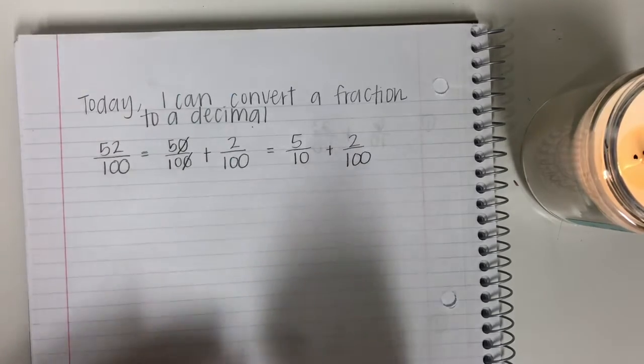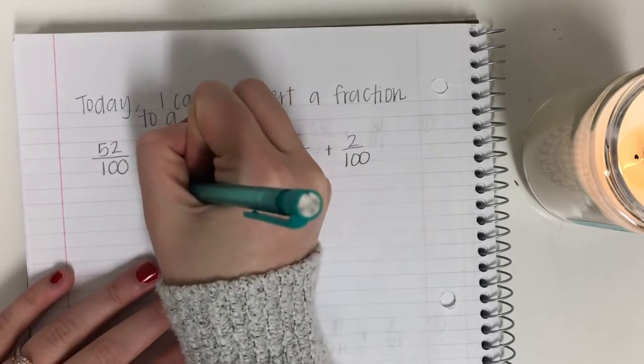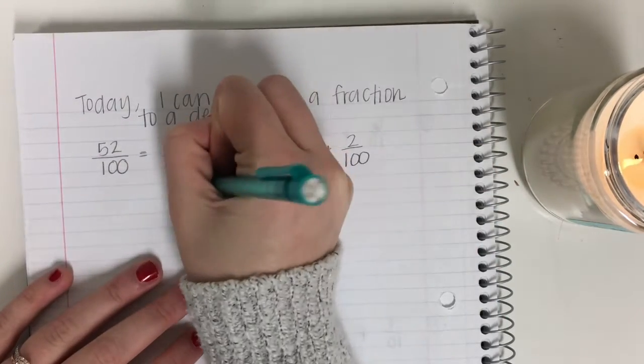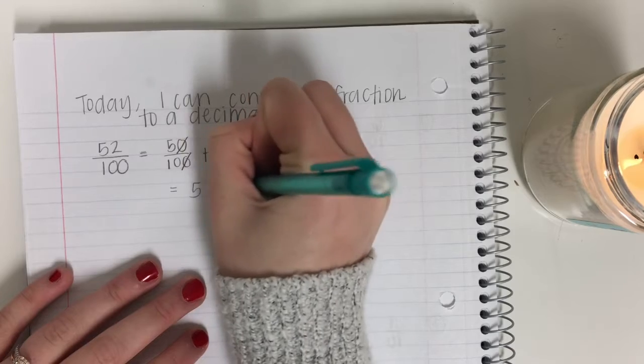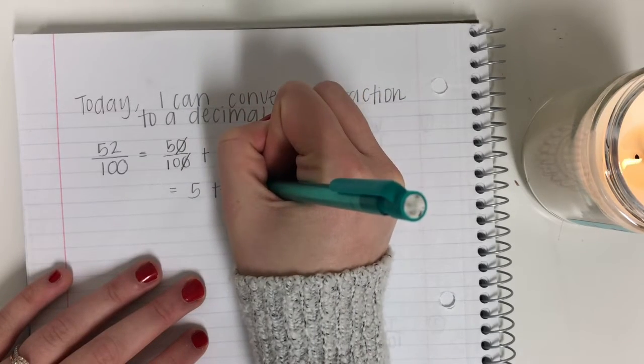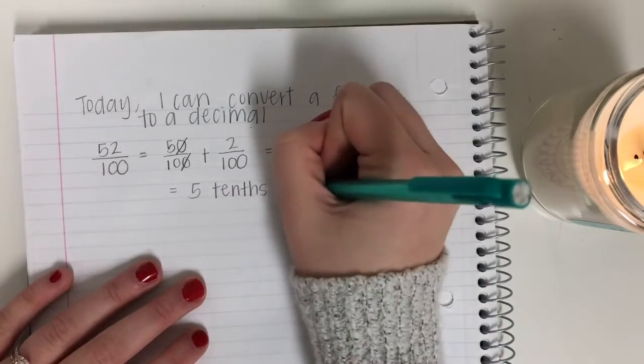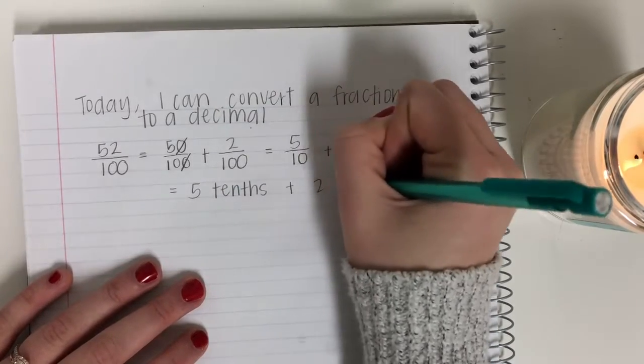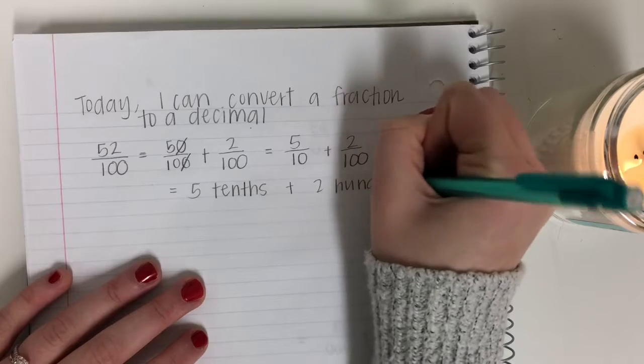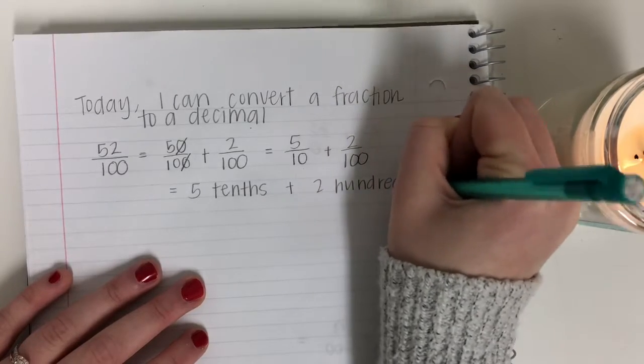So now I'm going to write that out. I'm going to write in word form. So 5/10 plus 2 hundredths.